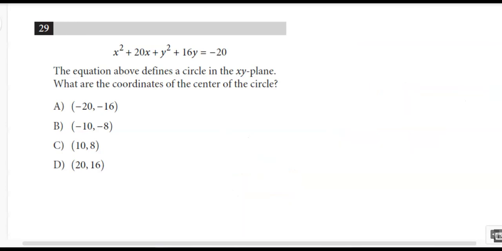Now this takes that and takes it on steroids basically, because I don't have it in this form. I don't have it in the (x minus something) form. So I'm going to need to do what's called completing the square. This is a rough problem.